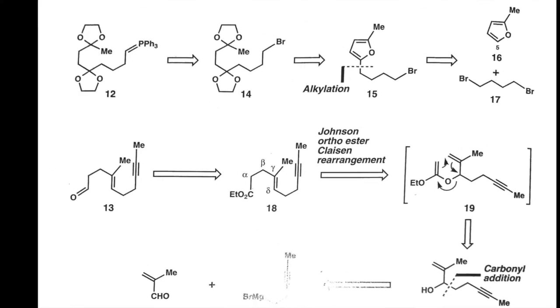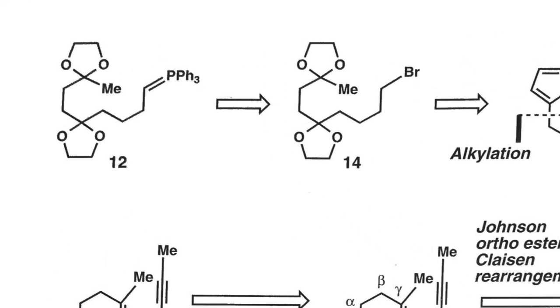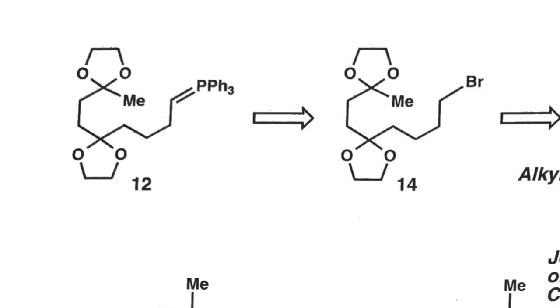And if we take molecules 12 and 13 and continue to retrosynthetically analyze this reaction, we can see that getting from molecule 14 to molecule 12 is simply creating your ylide. So you're adding a triphenylphosphine group onto that alkyl halide of molecule 14.